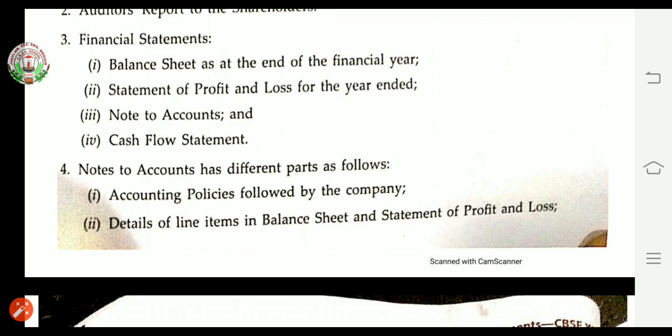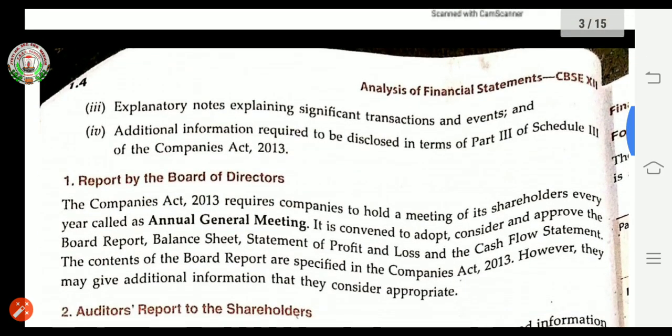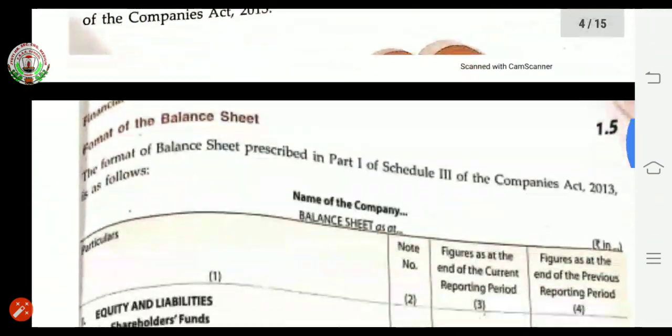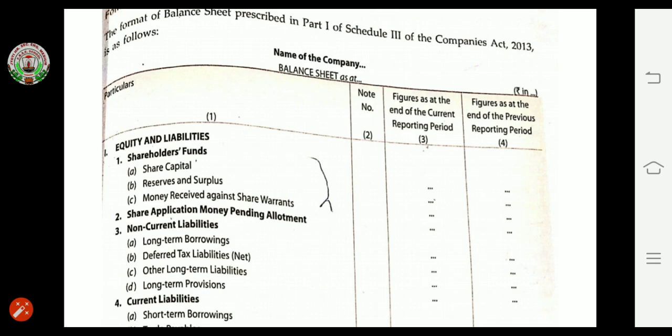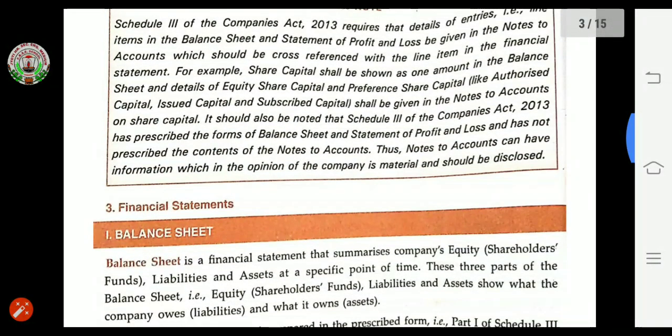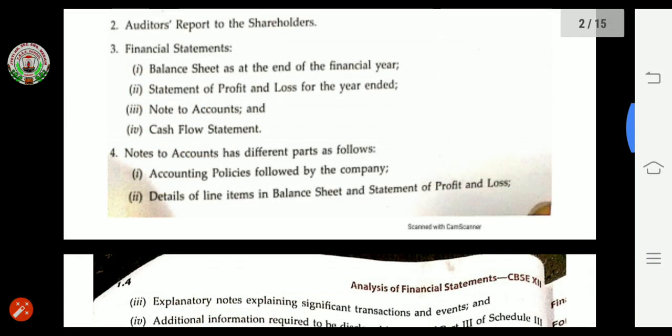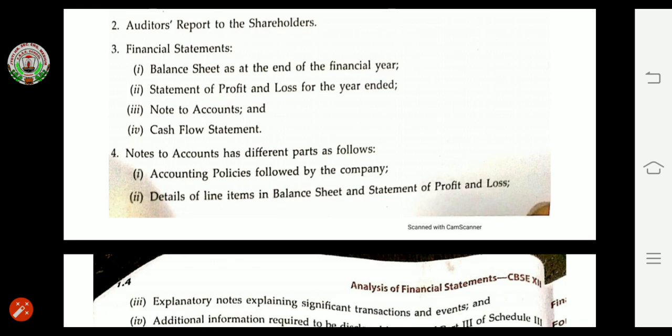When you will see that format of balance sheet, there is timeline. See, this is the format of balance sheet, and as it is written here, shareholders, share application money pending allotment, non-current liabilities, these are line items in balance sheet. So the details of these lines will be mentioned here in notes to accounts.